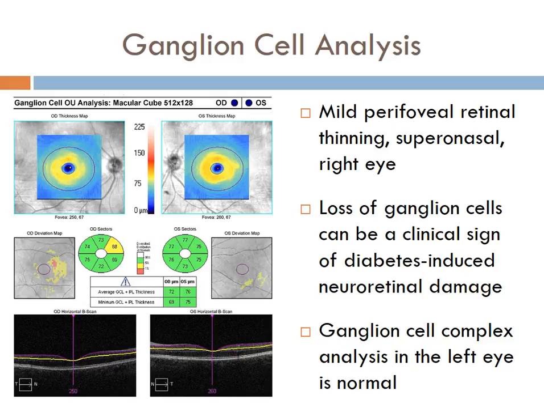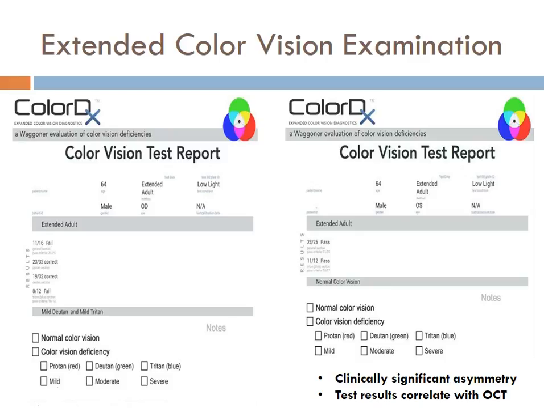But now that I've found something, I'm not finished yet. Now I got to keep going. So I'm going to go ahead and do a color vision test because it's always easy to do and my staff can do it. And lo and behold, I'm testing this guy's color vision, and you see here on the right eye, there's a mild deutan and a mild tritan defect. Whereas on the left eye, the color vision is totally normal.